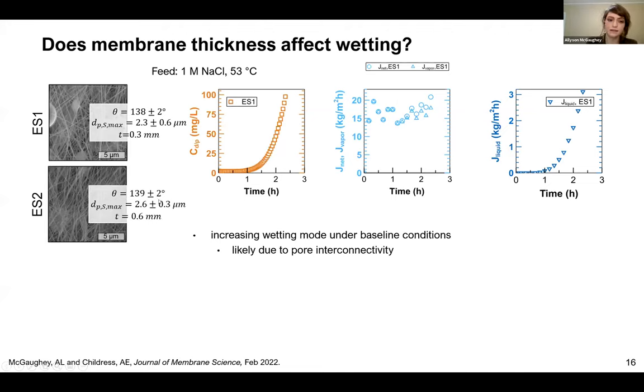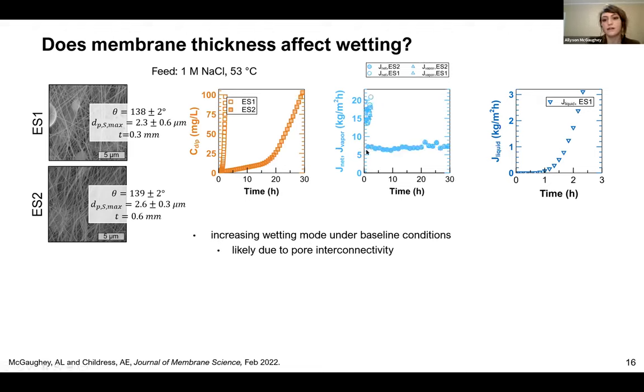So we next looked at a second electrospun membrane, which was spun under the same conditions with the same material, but for a longer amount of time. So resulting in a similar contact angle, similar pore size, but a greater membrane thickness. And here I am expanding the time axis from 3 hours now to 30 hours. So we saw that CDP increased much more slowly, but steadily throughout operation. Net and vapor flux for this membrane were similar and overlapping throughout operation, indicating most of the membrane did remain dry. And then when we look at liquid flux, we see a delay, but we again see that increasing trend in liquid flux. And here I'm expanding the y-axis to make that more clear.